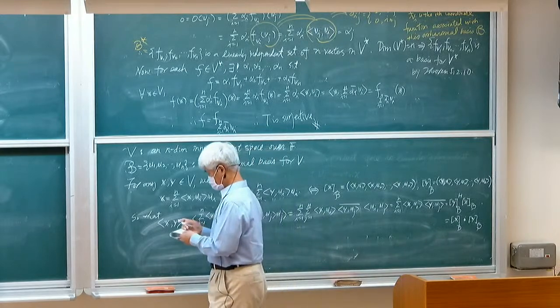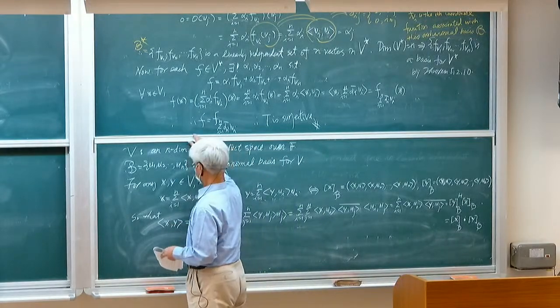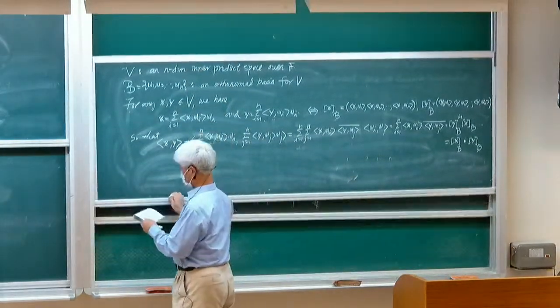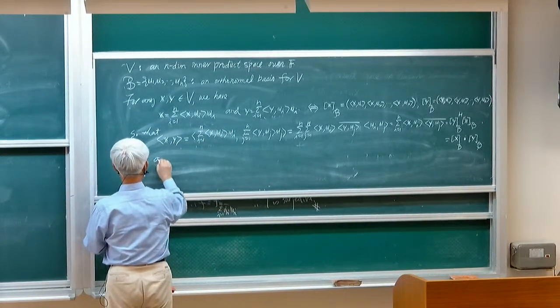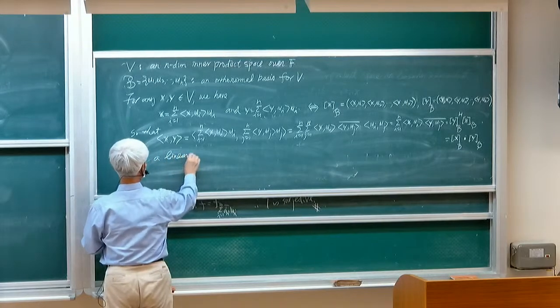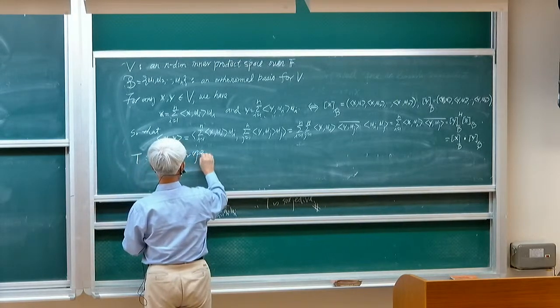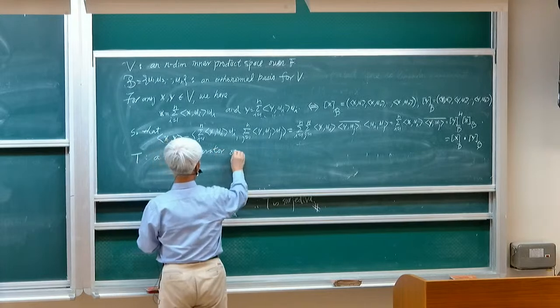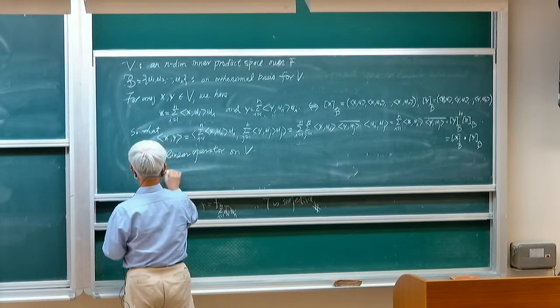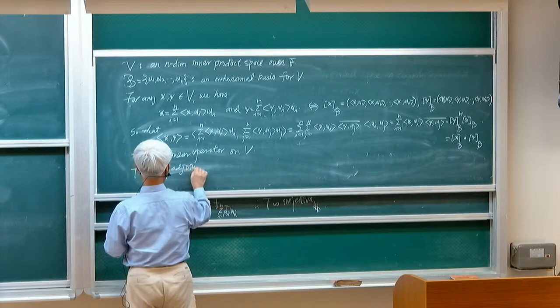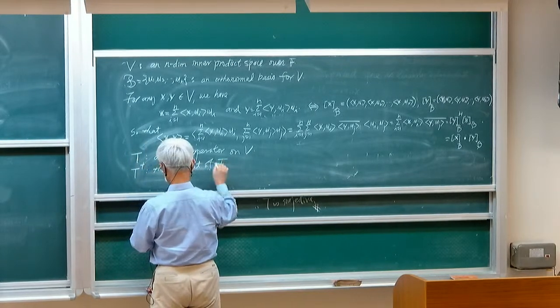So, okay. Now we let T be a linear operator on V, and T dagger the adjoint of T here.